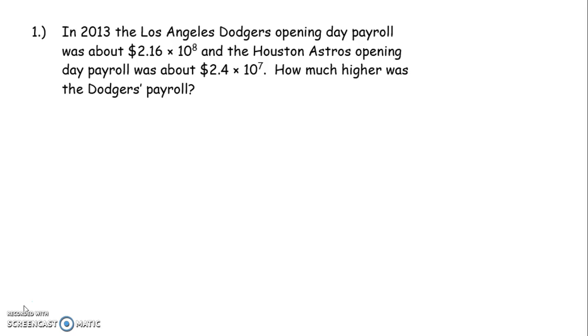So if you want to know how much higher the Dodgers payroll was, you know the Dodgers payroll was higher. We can see that the exponent here is higher than that one. What you're going to do is just subtract to figure out how much higher. So what we want to do is take the Dodgers payroll, 2.16 times 10 to the 8th, and subtract off the Houston Astros payroll, 2.4 times 10 to the 7th.